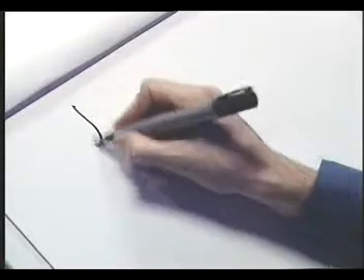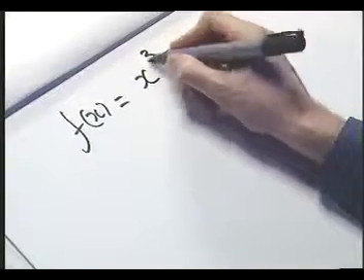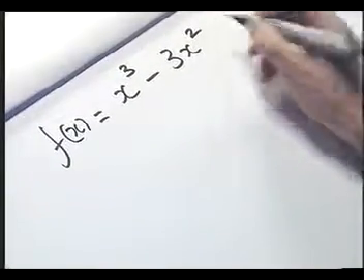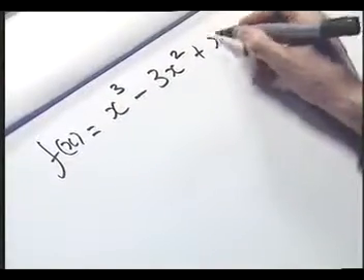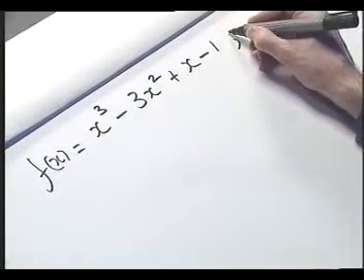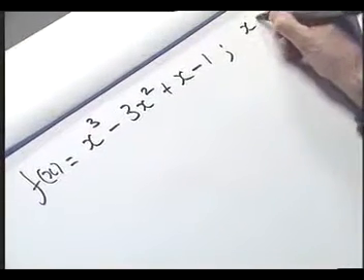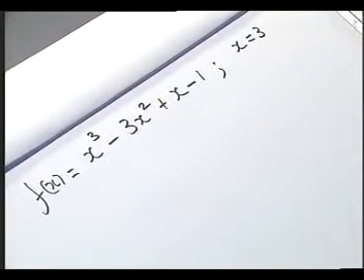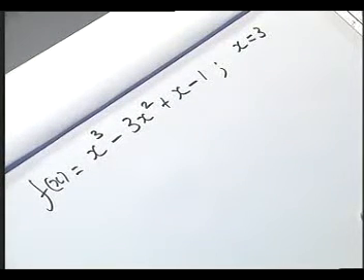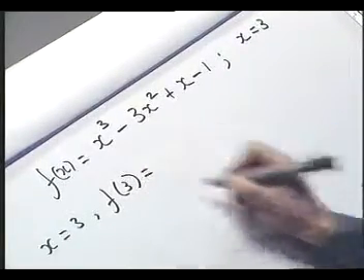In the first example, we'll take f of x is equal to x cubed minus 3x squared plus x minus 1. And what we want is the equation of the tangent to this curve at the point where x equals 3. Well, at the point where x equals 3, the first thing we're going to find is where is this point on the curve? So we take x equals 3 and we'll find f of 3.